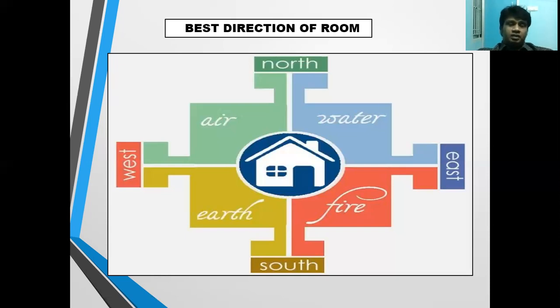Then the facing of the home should be in the north and east direction because the sunlight enters the home. That is the ultraviolet rays, which kill the microbes. So based on these reasons, the elements are placed as per the directions.